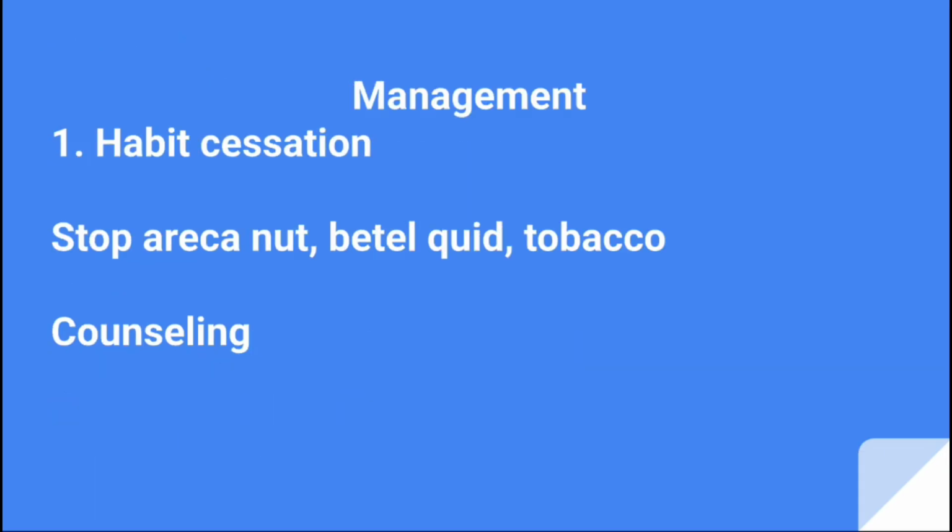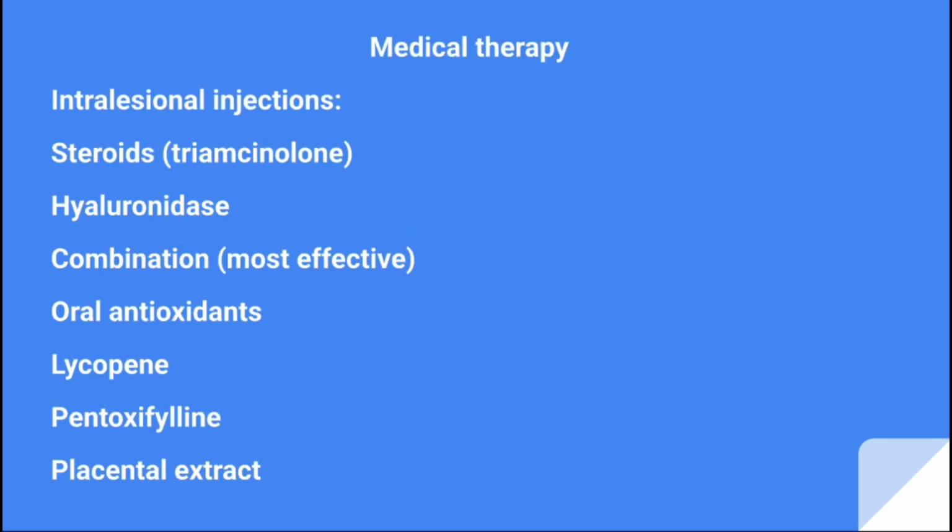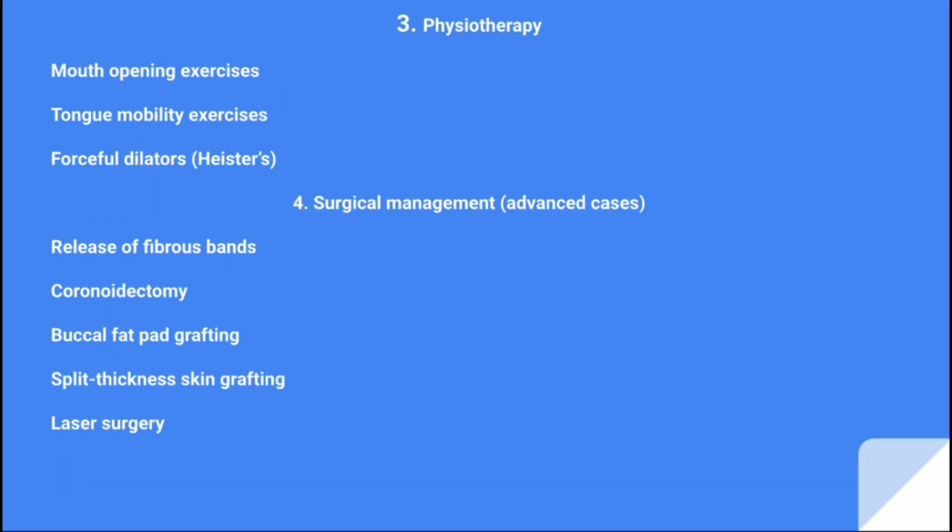So now management: complete control of the habit you have to check. Then medical therapies you have to give. These are the medical therapies you have to start with in the management. Then physiotherapy, like mouth opening exercises and tongue mobility exercises, you have to teach them. Then surgically, what you can do is laser surgeries, coronoidectomy, buccal fat pad grafting, split thickness skin grafting. These are the surgeries you can go for in advanced cases.